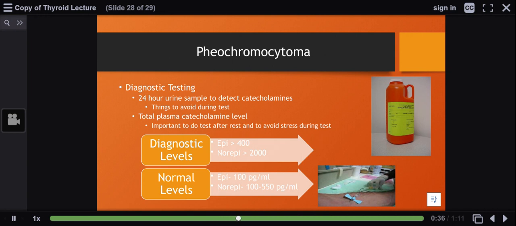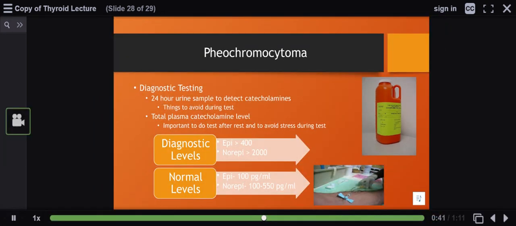Prior to collecting a total plasma catecholamine, we want to make sure that the client arrives 30 minutes prior and rests. What we don't want is any stress from the needle puncture or any exercise prior to the procedure altering the results. Really, what we want is to avoid anything that would create a release of epinephrine and norepinephrine prior, which would alter the results and give a false reading.